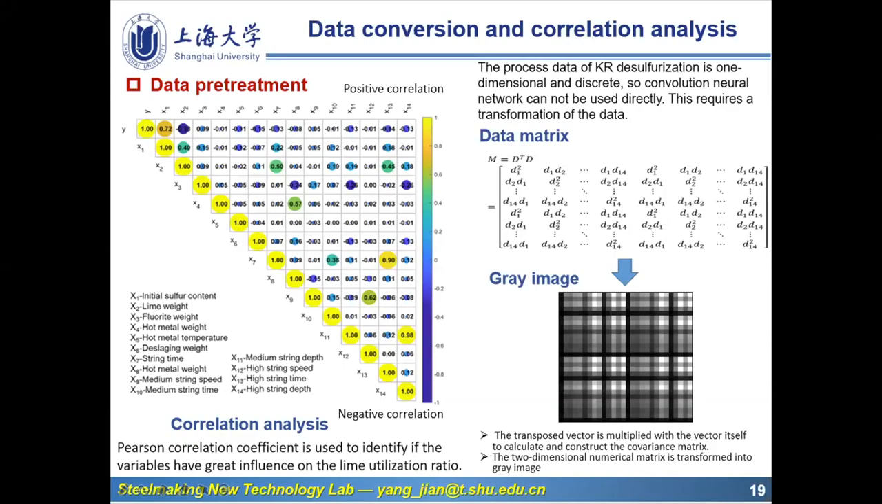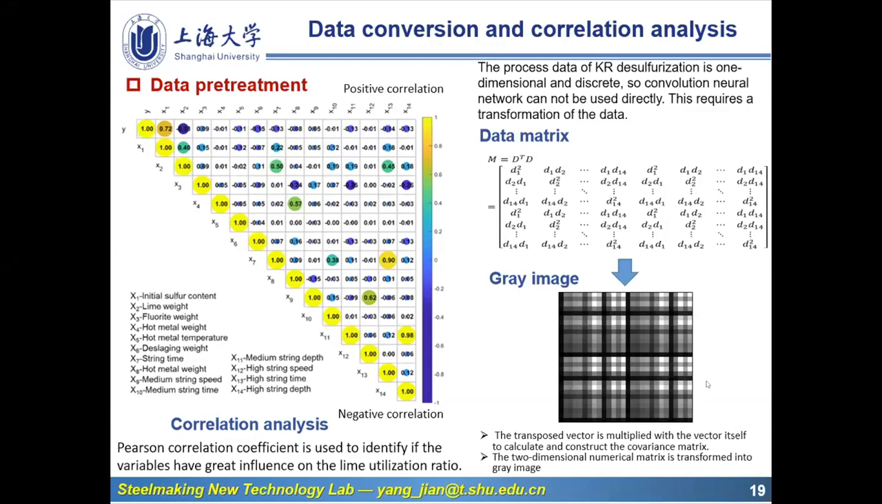The process data of KR and the desulfurization is one-dimensional and discrete. So the convolution neural network cannot be used directly, and it requires the transformation of the data. We must transfer this one-dimensional data into two-dimensional images.